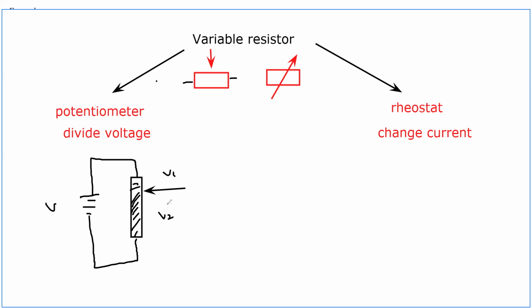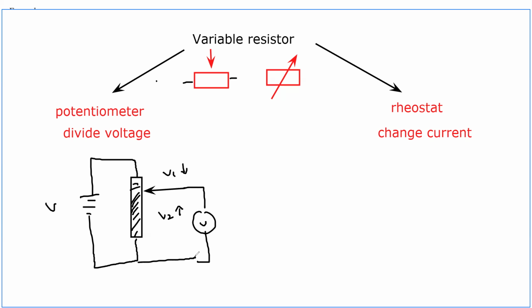Resistance is directly proportional to length. So the greater the resistance, the greater the voltage. In this case, V2 will be greater and V1 will be smaller. So when we use the variable resistor to change the voltage across the component, V2 will be higher and V1 will be smaller.